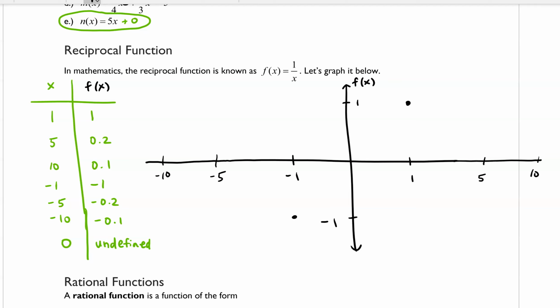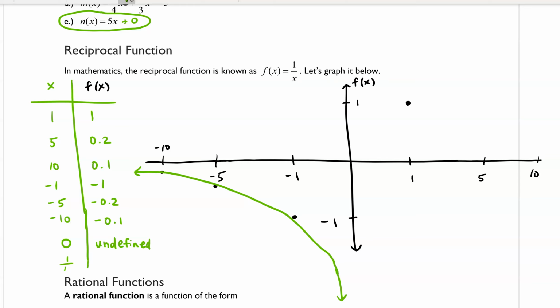All right, so if I plugged in -5, then my output would be -0.2, which we could say is like about right there. And if I plugged in -10, then my output is about right there. And so what you'll find is as you plug in those numbers going towards -infinity, the graph gets closer and closer to the x-axis. So it's going to look something like that. And as you plug in numbers between 0 and -1, then it'll be a very large negative number like that.